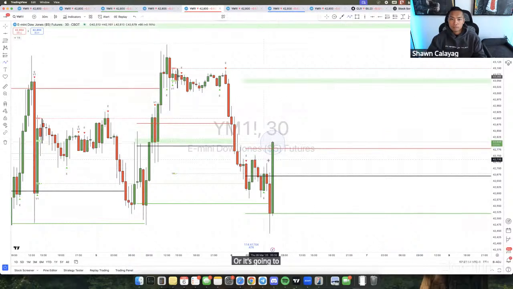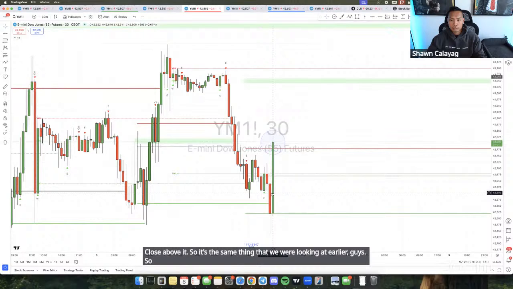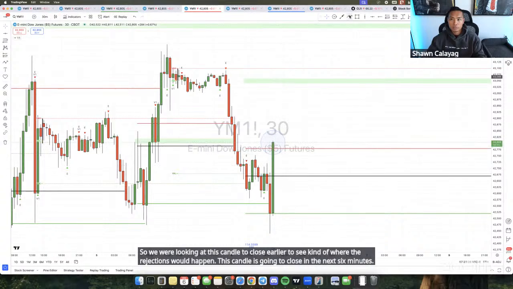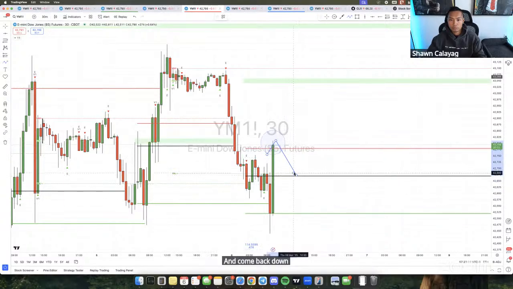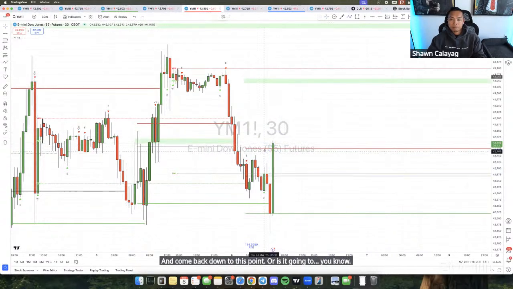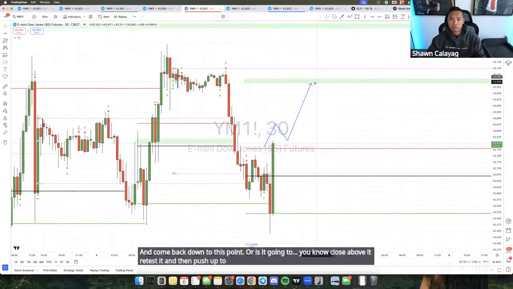close above it. So it's the same thing that we were looking at earlier, guys. We were looking at this candle to close earlier to see where the rejections would happen. This candle is going to close in the next 6 minutes. So the next 6 minutes will determine, is this going to bounce off the point of control and come back down to this point of control? Or is it going to close above it, retest it, and then push up to this point of control?